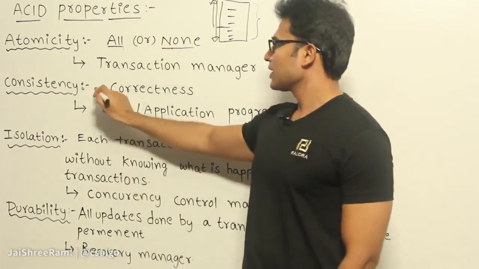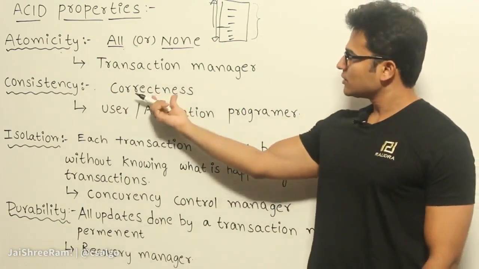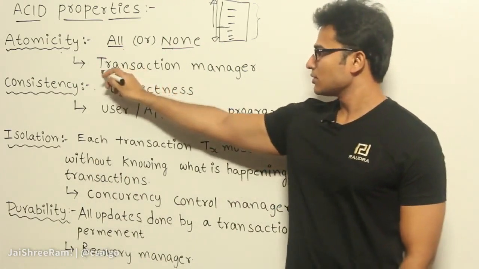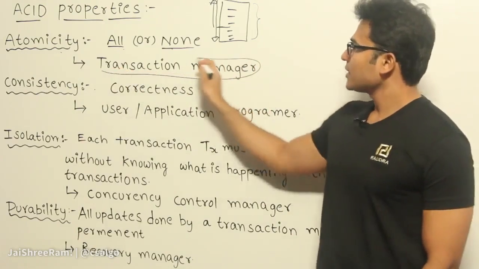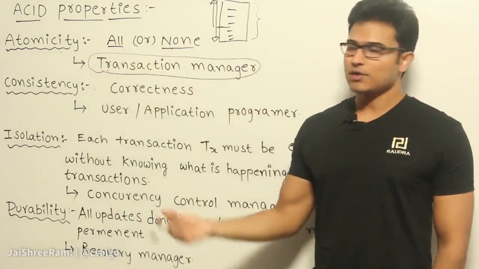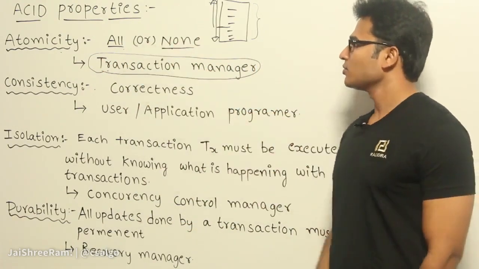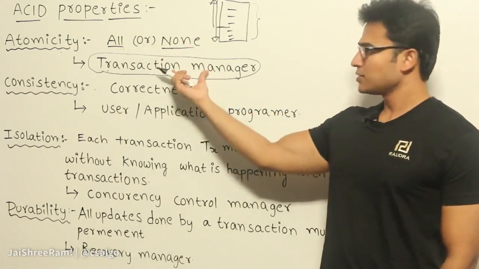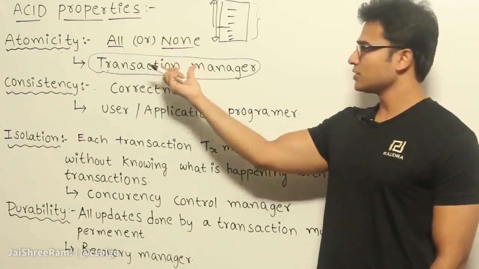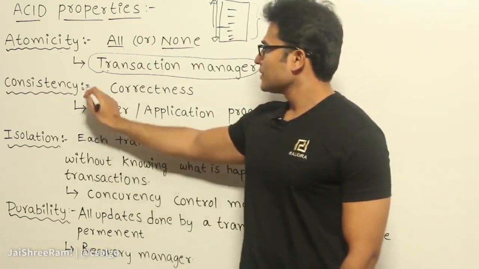And the next one is consistency. Consistency means correctness. Who is responsible to look at atomicity? The transaction manager itself. The transaction manager is supposed to see that either you do it completely or you do not do it at all. The transaction manager means the software which is responsible for it.